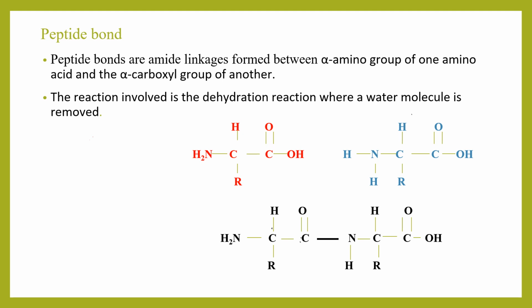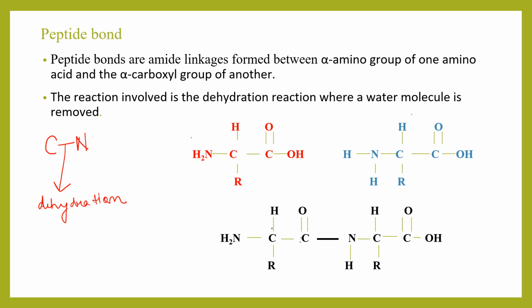Now what is a peptide bond? Peptide bonds are amide linkages formed between the alpha carboxyl group of one amino acid residue and the alpha amino group of another amino acid residue. And the reaction involved here is known as a dehydration reaction.